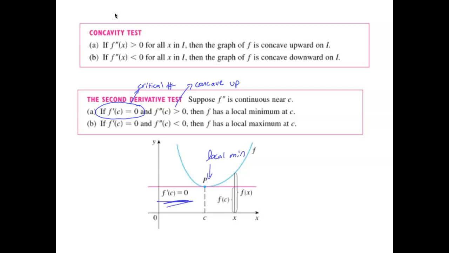So critical value, and you know your graph is concave up. So this would be the case where f double prime at c is positive. Then that has to be a local minimum.